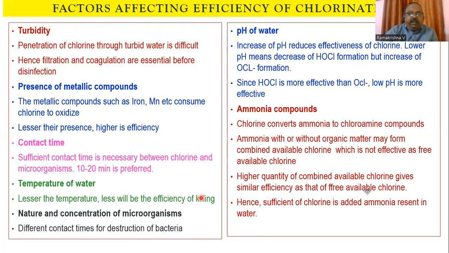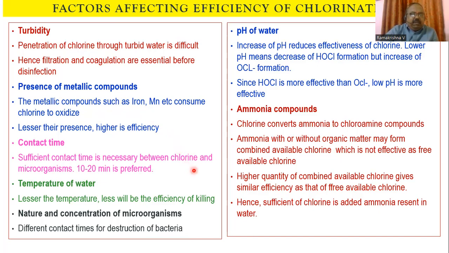The factors affecting chlorination, some of the parameters. Turbidity: because of turbidity, the penetration of chlorine through turbid water is difficult, hence filtration and coagulation are essential before disinfection. Presence of metallic compounds: metallic compounds such as iron and manganese consume chlorine to oxidize. During breakpoint chlorination, we understood that the oxidation of inorganic compounds is also possible. If chlorine is added, some part of it is consumed by these metallic compounds. Lesser is their presence, higher is the efficiency.